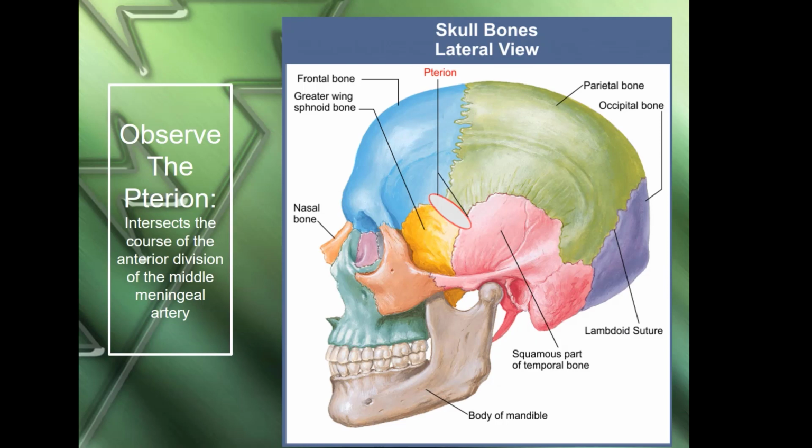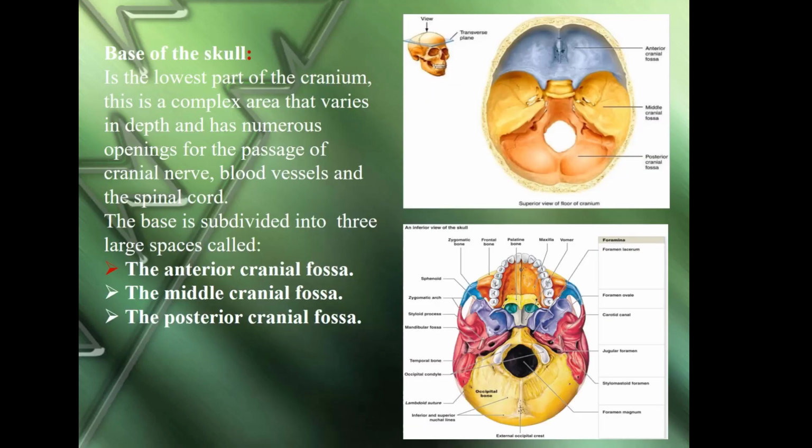Now, observe the pterion. What is the pterion? It is the intersection where the course of the anterior division of the middle meningeal artery is present. We have 4 bones that unite in this region, so it is a weak point, and under it we have the middle meningeal artery. So trauma of the head will injure this artery, and it is the area most suspected to fracture in the skull because it is a weak point.